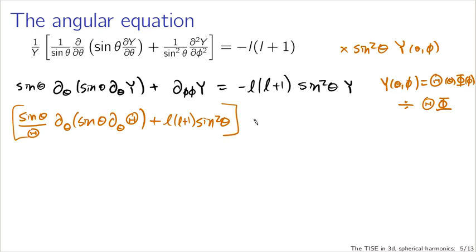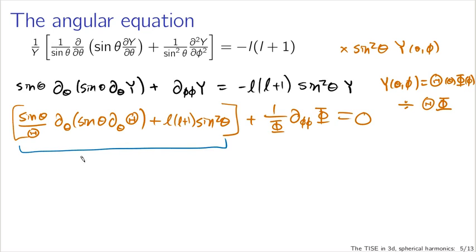Put brackets around that. Our phi part ends up looking relatively simple: 1 over capital phi, second phi derivative of our capital phi function, and this is all equal to 0. We've gotten rid of, that's all the terms we have to work with. So once again, we have a function only of theta here, and a function only of phi here.